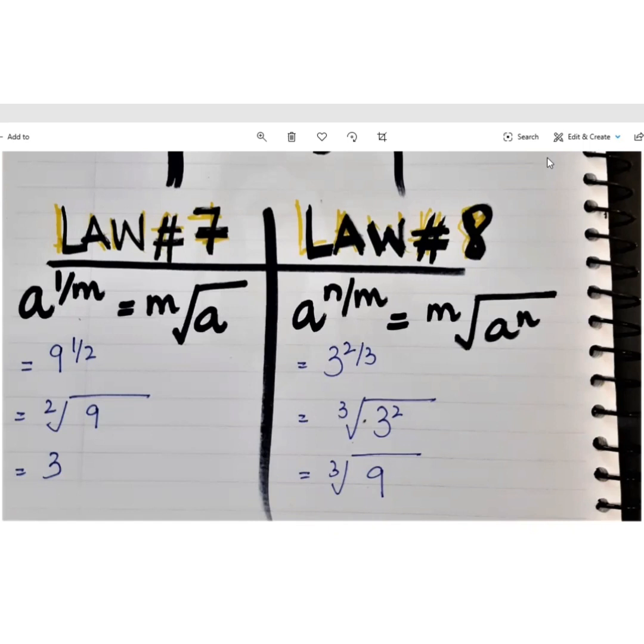So for example, if we have 3 raised to the power 2 by 3, it's equal to the cube root of 3 square, which is equal to the cube root of 9. So whether you square first or take the cube root first, it doesn't matter. Whether you take the power first or the root first, the order doesn't make a difference.